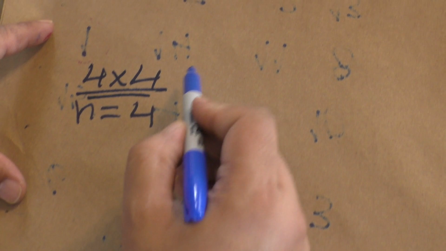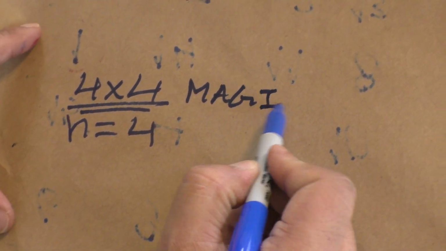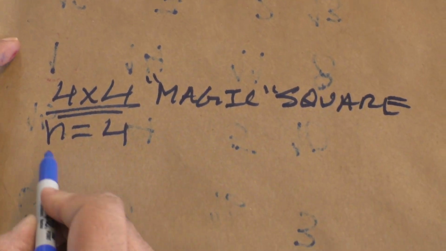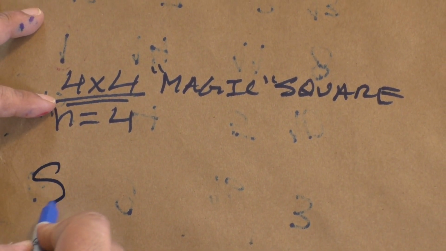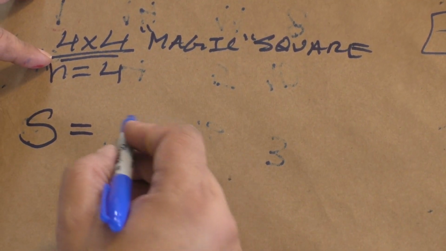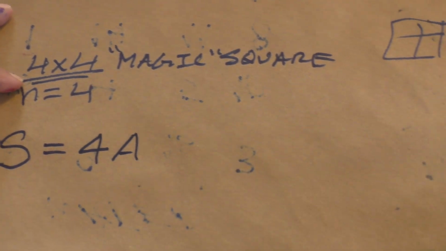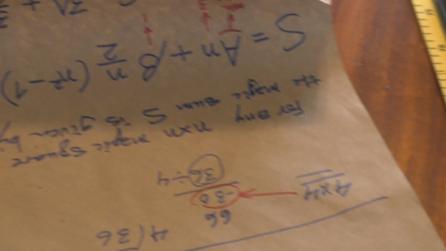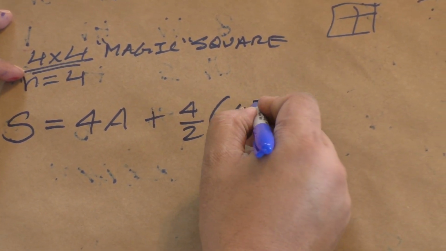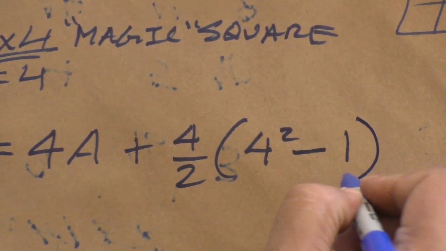Let's flip this over. What if we have n equal to 4? Well, that's the 4 by 4, right? If you have a 4 by 4 magic square, this means that n equals 4. And so we come back to the formula. S is equal to, now it's upside down, but it would be 4 times A plus, again, 4 over 2 times 4 squared minus 1.